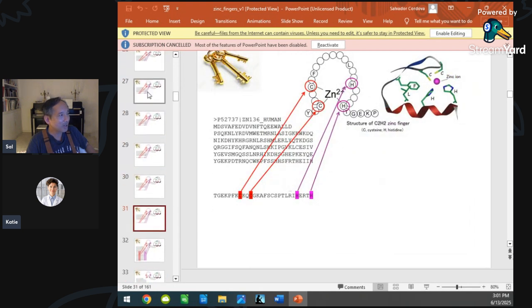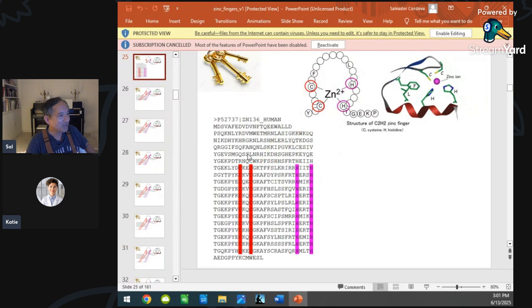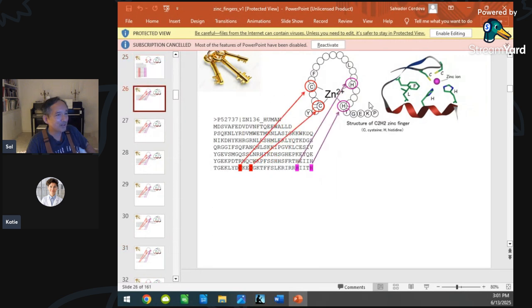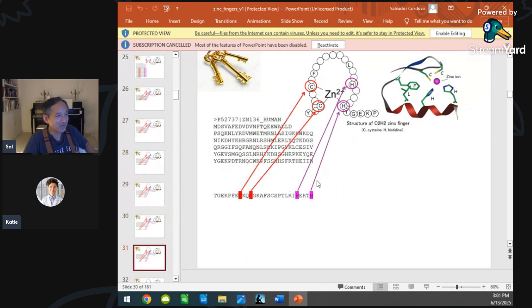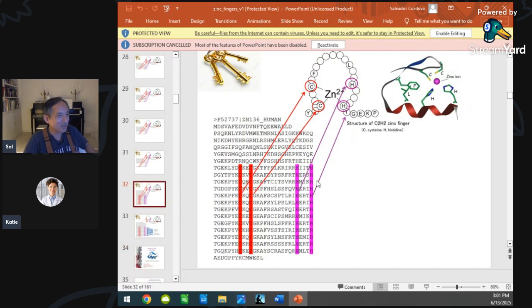Let me walk you through this one here. So each of these lines is an individual zinc finger domain. And so each line represents a different zinc finger. And in this one, there are 13 zinc fingers. So that's why it's called a zinc finger protein. It has 13 of these.